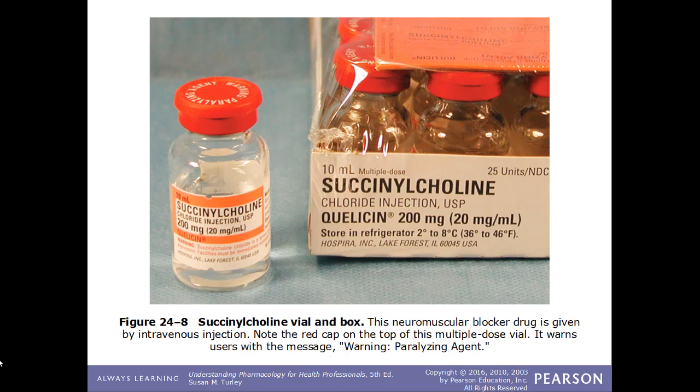In this image, we have an example of a vial of succinylcholine. Something that's fairly obvious about these vials of this drug is a bright red cap. It says in very clear letters, this is a paralyzing agent, so it's not mistaken for any other kind of drug in a vial of this size.